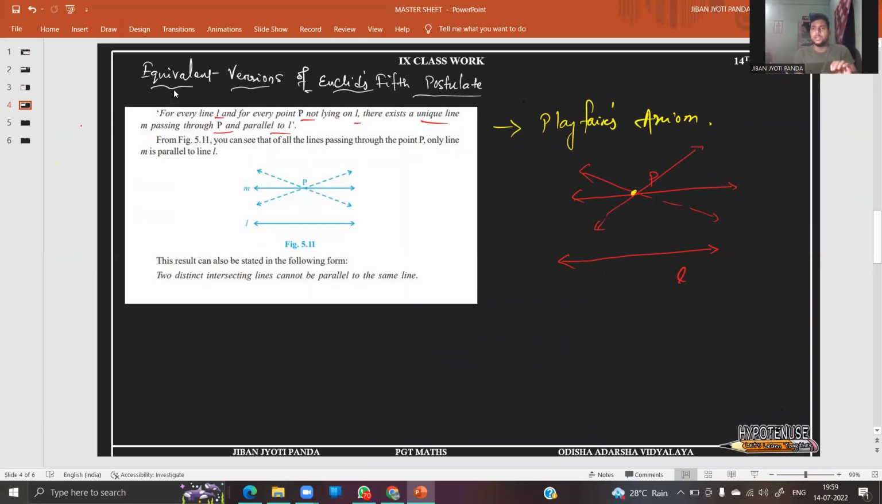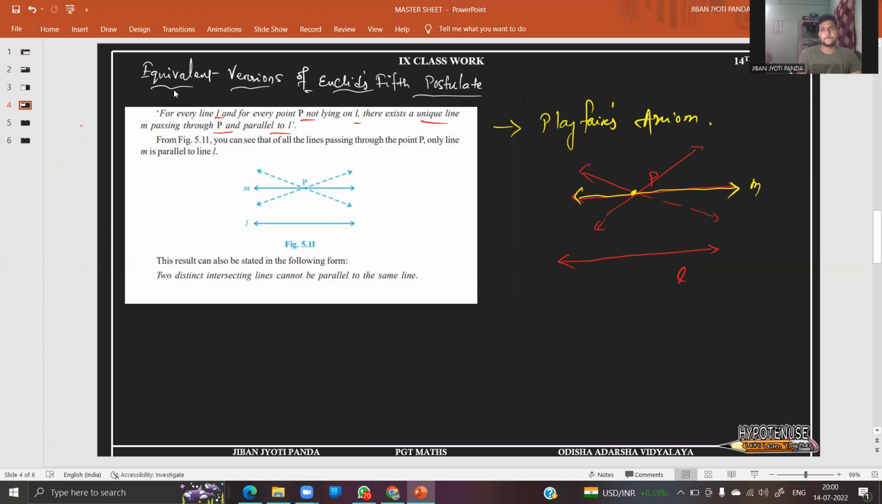Then through P, infinitely many lines can be drawn. This we know, that through a point we can draw infinitely many lines. But there is a line which passes through the point P and is parallel to L, and this line is unique. You cannot draw two lines through P which are parallel to L. It is a unique line. Let this be M. This M is the unique line which passes through P and is parallel to L. Clear, Vinat?